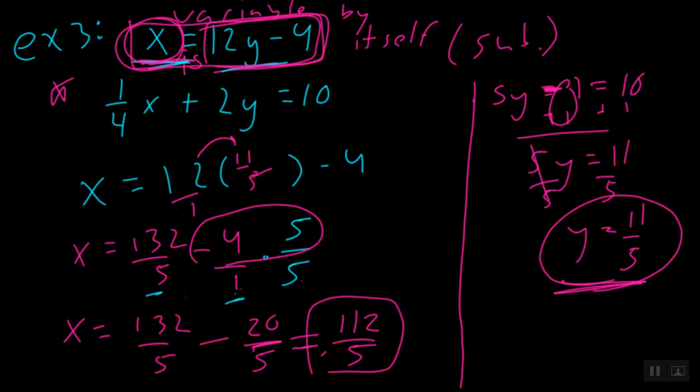Now from here, we can write our final answer. I'll just switch up the colors. We see here, every point is made up of an x and a y, and in this case, our x is 112 over 5, comma, 11 over 5.